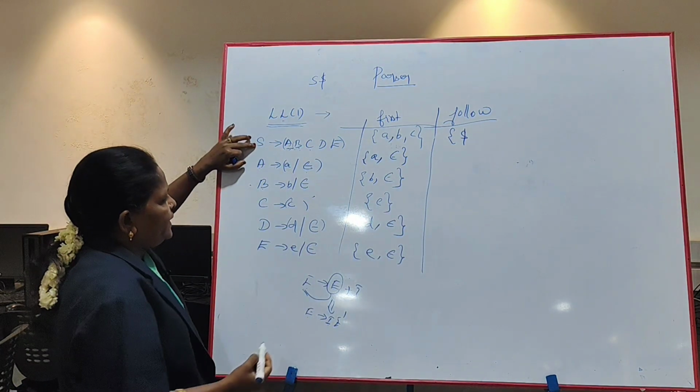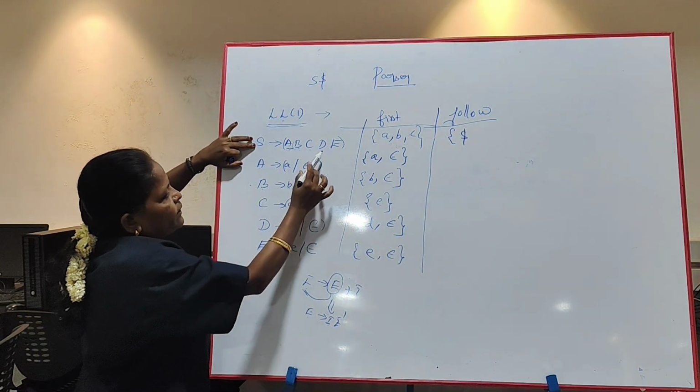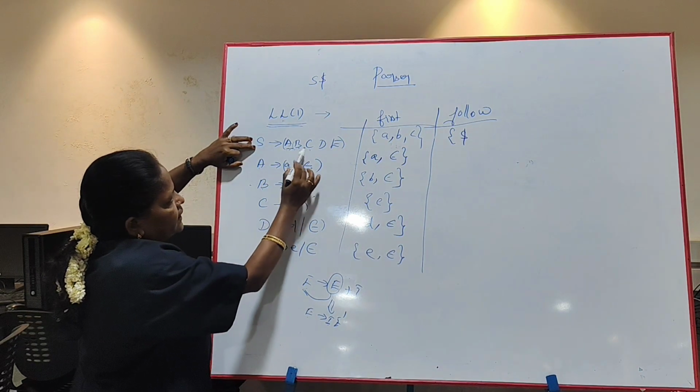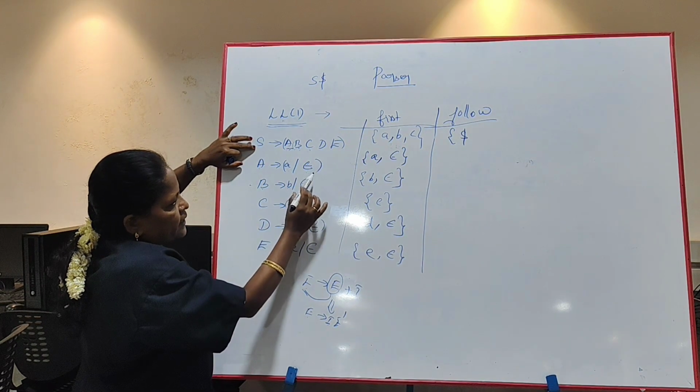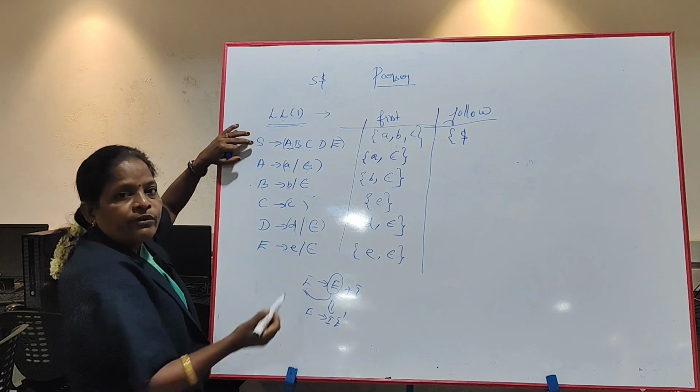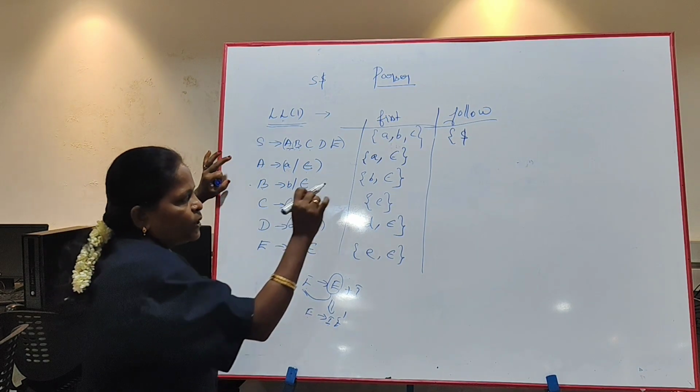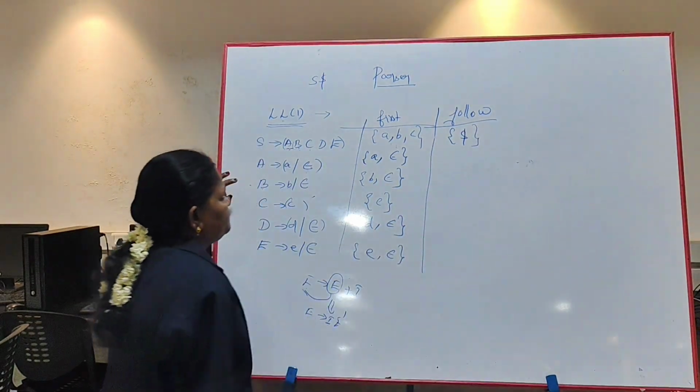Then you should identify whether S appears anywhere else in the right side. Just to see, does S appear? No. Here also no. Here also no. So nowhere else S will appear. Only we have $. Simply we can close it.